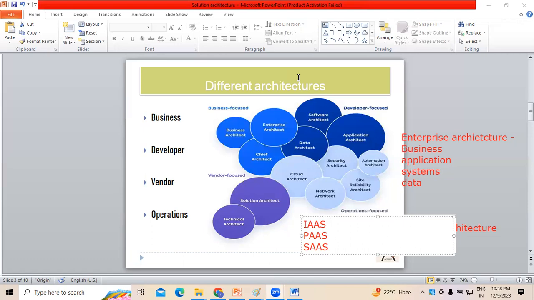IaaS stands for infrastructure as a service. It means whatever infrastructure is required for a project to develop, that infrastructure will be managed by the cloud service providers. The best real-time example nowadays is AWS, Amazon Web Services. Amazon Web Services is one of the prominent cloud service providers that provides infrastructure as a service, and most organizations are taking infrastructure as a service support from them.